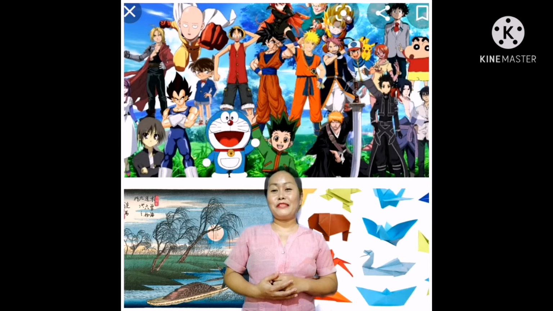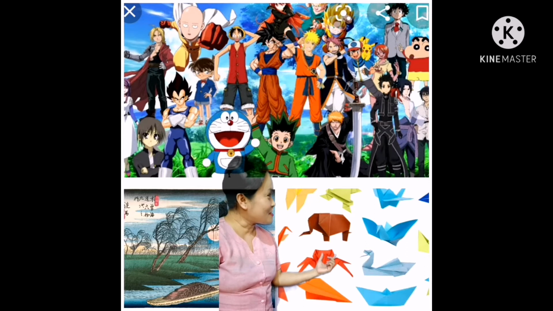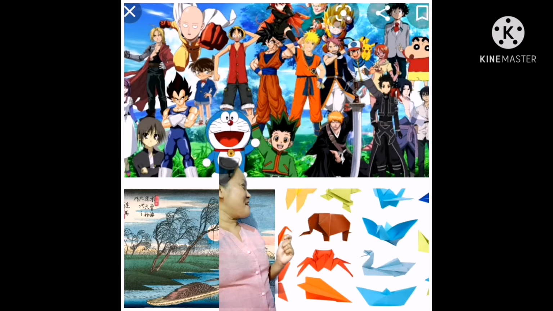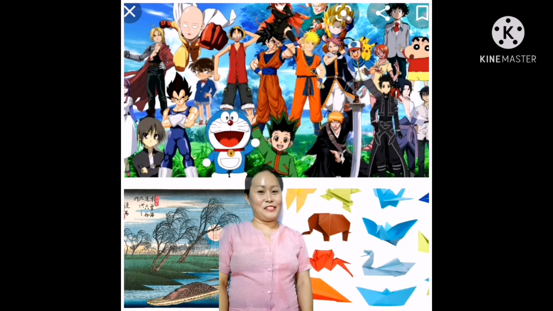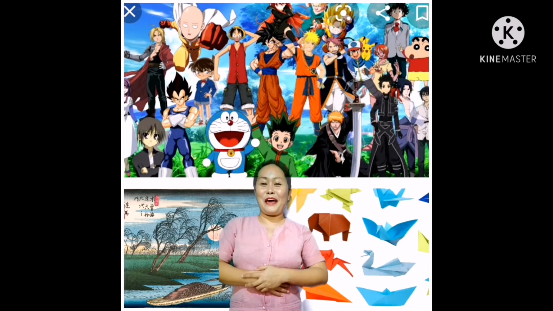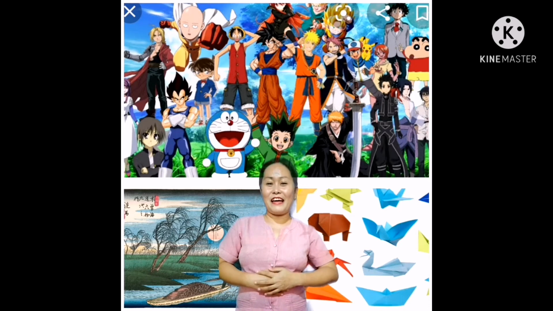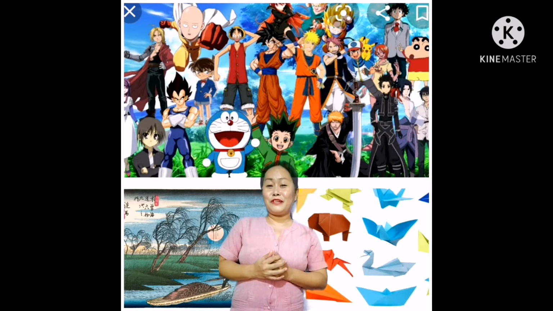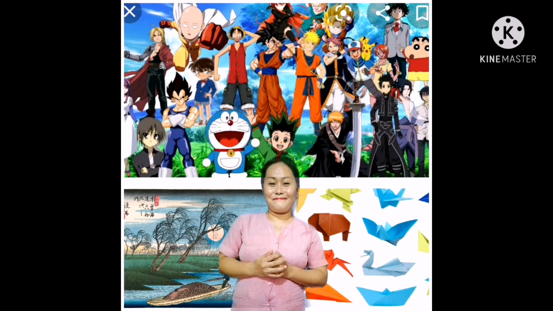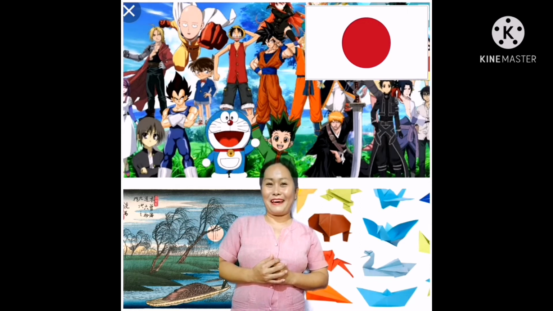Are you familiar with these faces? Doraemon, Vegeta. Oh, it's Luffy. We have also Son Goku, Saitama, Gon, Chinchan, Pikachu, Nacho. Who else? Conan. Yes, they are anime characters. Very good. What country this art belongs to? Yes, it is from the land of the rising sun, Japan.